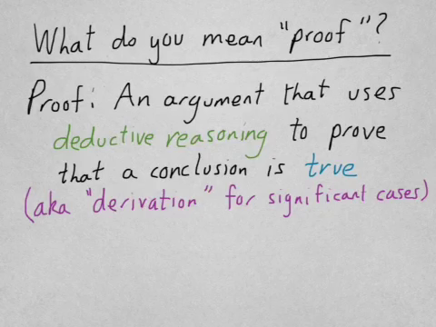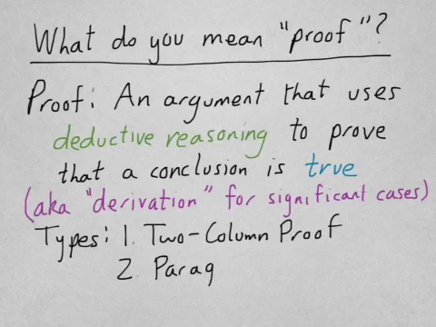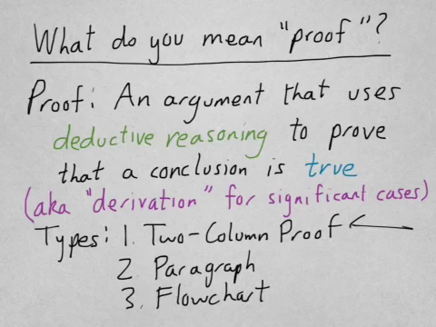There are three main types of proofs. The one we will focus on most in this class is the two-column proof, which obviously, by the name, is in two columns. However, you should also know that there are paragraph proofs and flowchart proofs. We might barely touch on those this year, but our emphasis is going to be on the two-column proof.